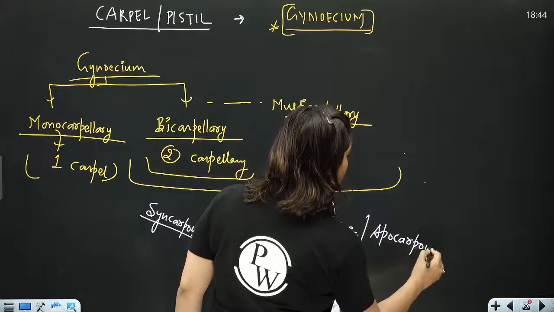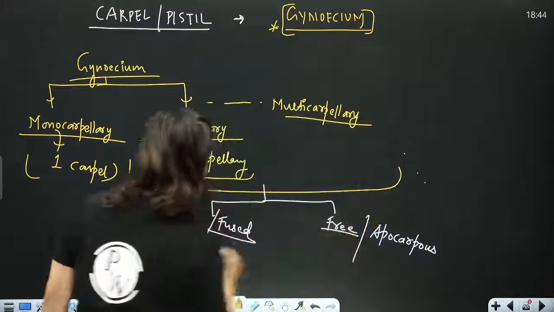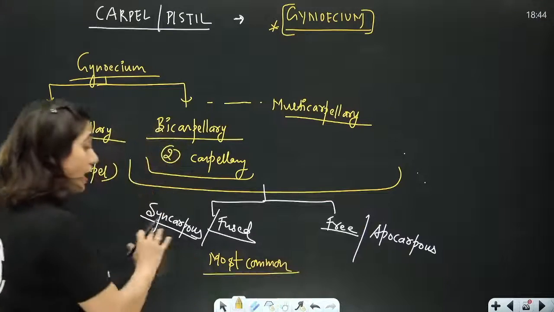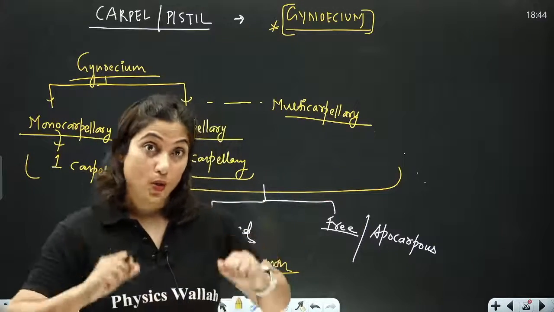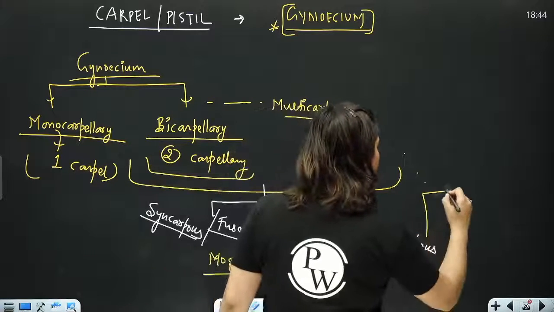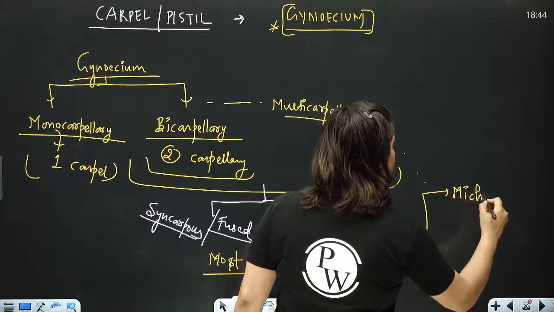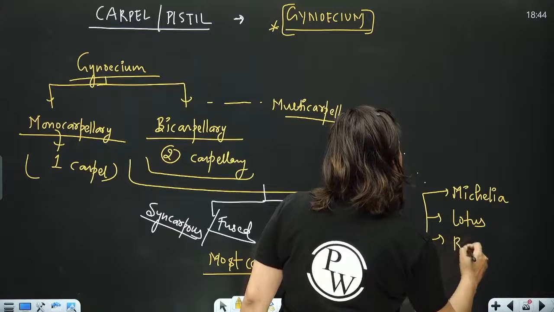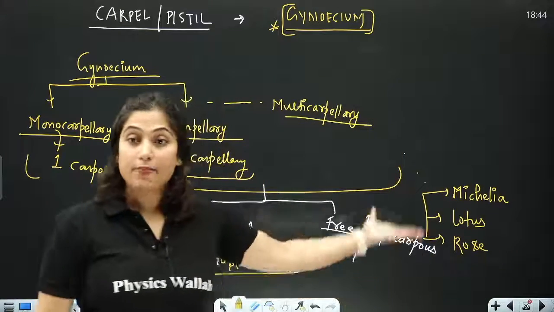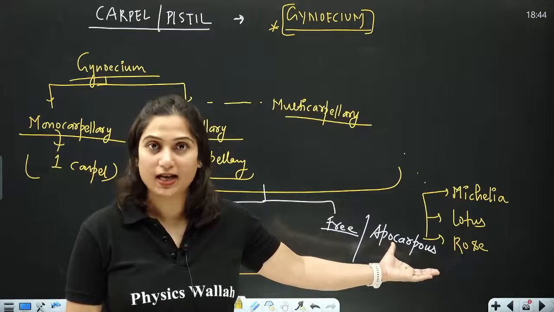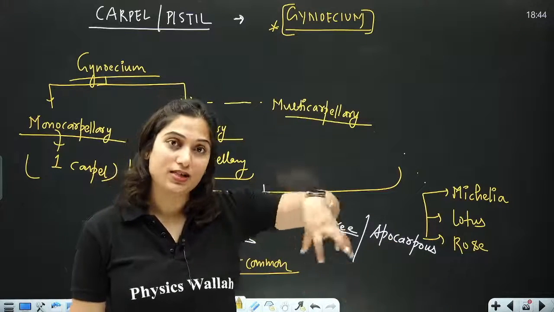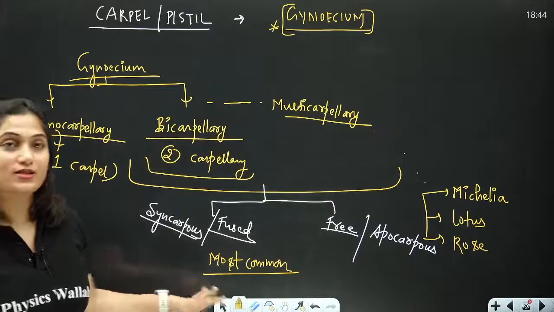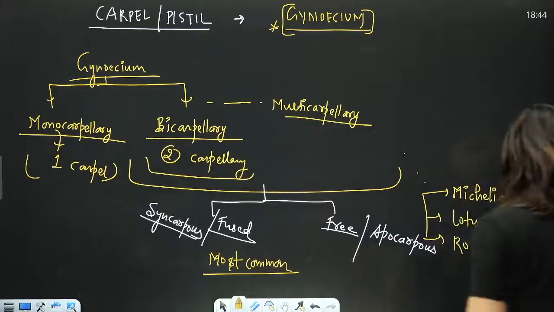And this makes an important question. The most common condition found in flowering plants is when the carpels in the gynoecium are present in the fused condition. But when they are present in the free condition, there are very few examples. Examples are Michelia, lotus, rose, etc. These are plants in which there is a multicarpellary gynoecium, and the carpels in the gynoecium are all free from each other. The most common condition is when the carpels are fused with each other. So this makes an important question from this part.